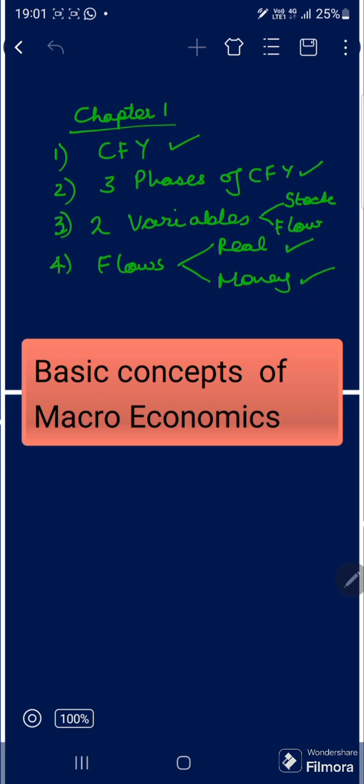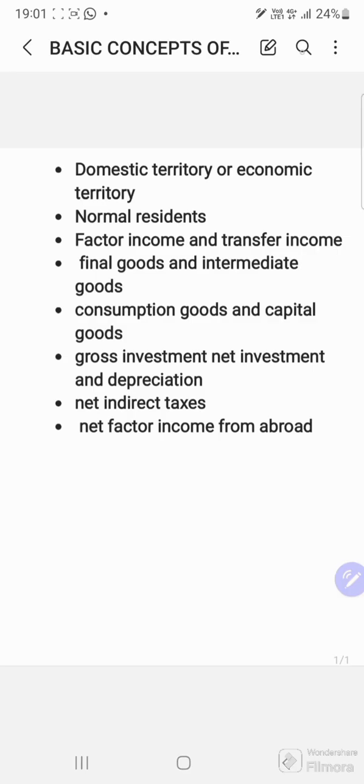In this chapter, Basic Concepts of Macroeconomics, the content of this lesson is as follows. We will be talking about domestic territory or economic territory. We'll be speaking about who are normal residents. Then we will discuss the difference between factor income and transfer income. What are final goods and intermediate goods, and how to identify goods as final and intermediate. Then we will discuss the difference between consumption goods and capital goods.